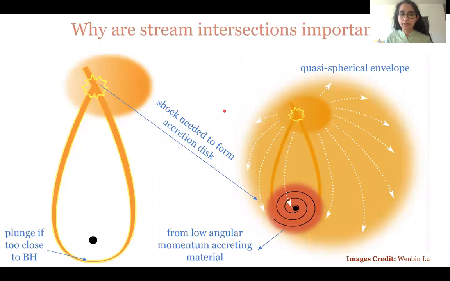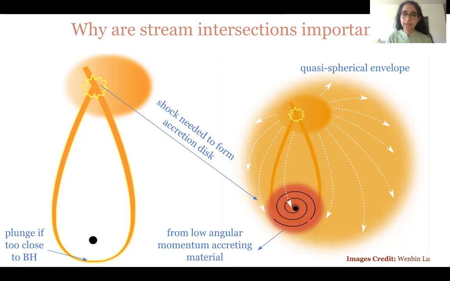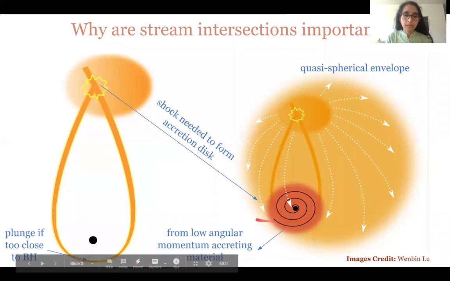But why is this so important? Why do we need to find these intersection points? Well, on intersection, there is a shock. This shock is observable and it leads to an envelope of expanded gas. Some parts of this gas, they have low enough angular momentum so that they eventually form an accretion disk around the black hole. This accretion disk is important because it can help study various properties of the black hole, and it's observable in all parts of the electromagnetic spectrum. Some parts of the stream, they approach too close to the black hole and they plunge in. But it all starts from this intersection point.